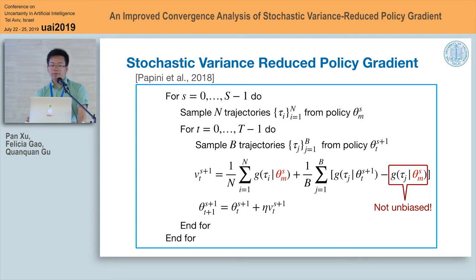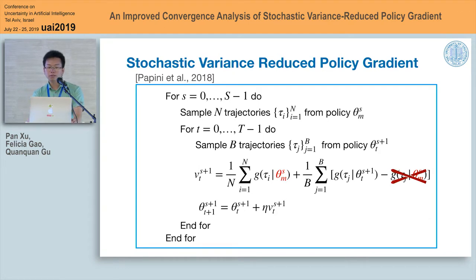But for the second term, there is an issue: the G function is defined by the policy theta_s, which is the policy at the beginning of this epoch, but it is evaluated at tau_j, which is from the B trajectories sampled from the current policy. So in this way, the estimator V is not an unbiased estimator.